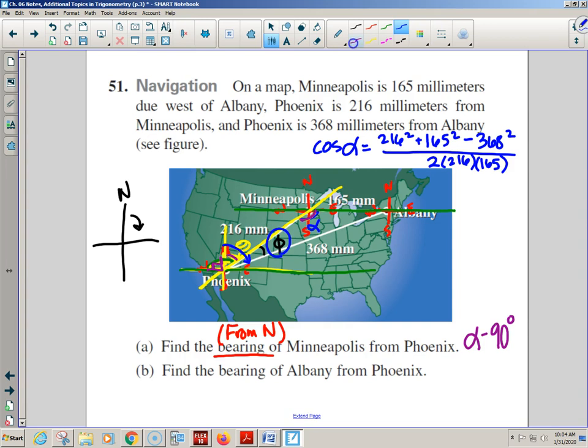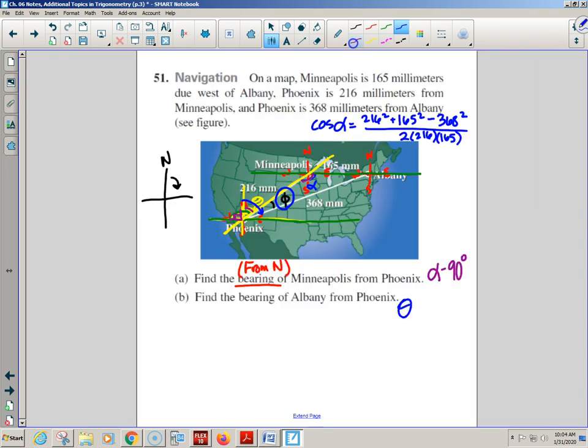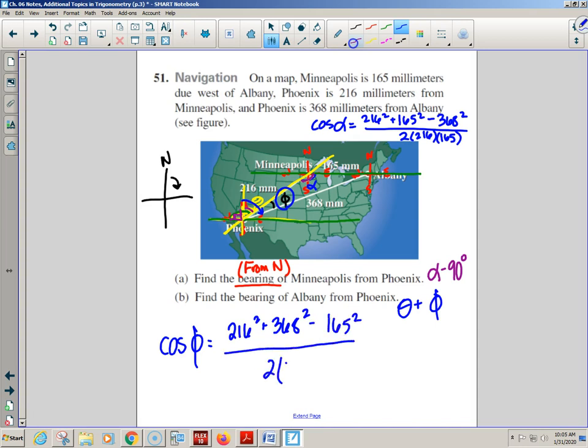So the nice thing is, all I need to do for this one is theta plus phi, but you might be like, I don't know phi. I know, but he's still just an angle in a triangle. No big deal. We can solve for him by doing cosine inverse of the other two guys: 216 squared plus 368 squared minus 165 squared, all over 2 times 216 times 368.